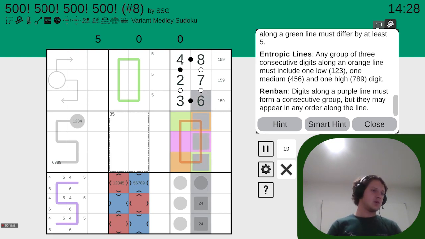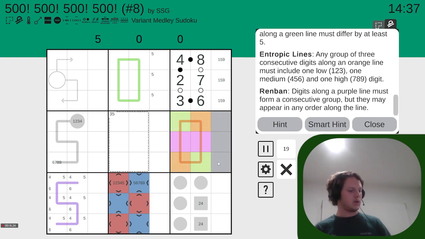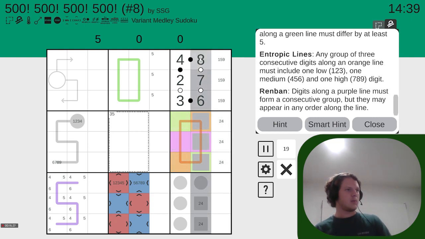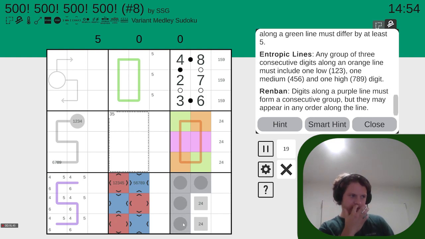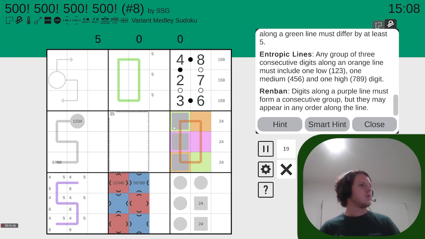Which means our 2 and our 4 do not go on this line. They have to be over here. You know, by simple Sudoku, that concept that seems so ridiculous now. We do have 4 odds here. We do have 2 evens here. So that means 8 and 6 have to be on this side. Okay.